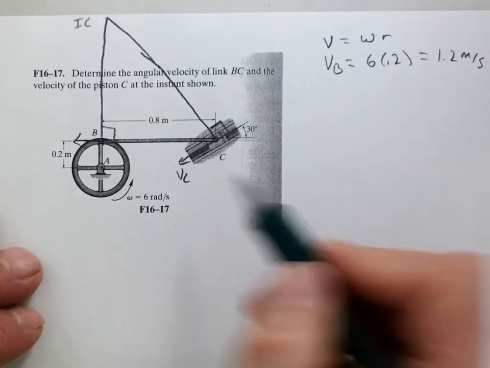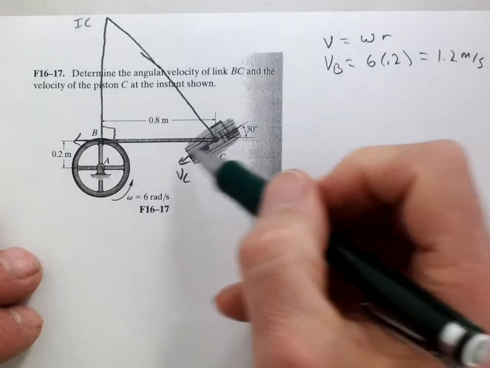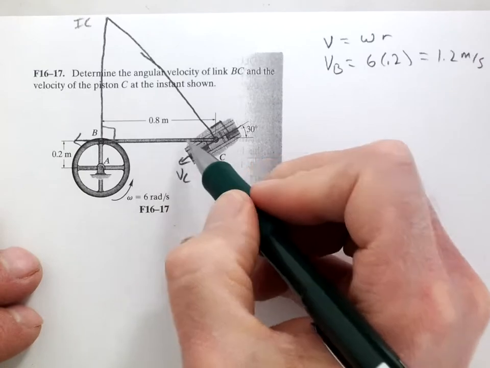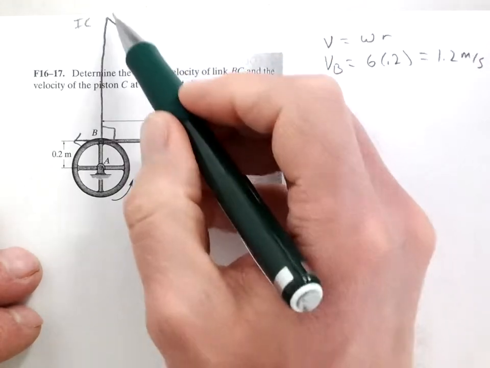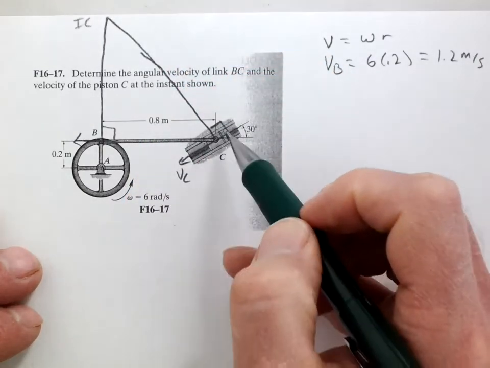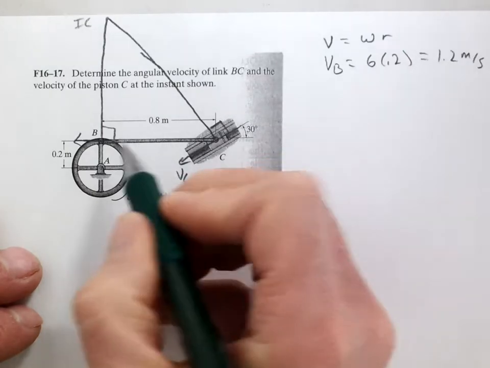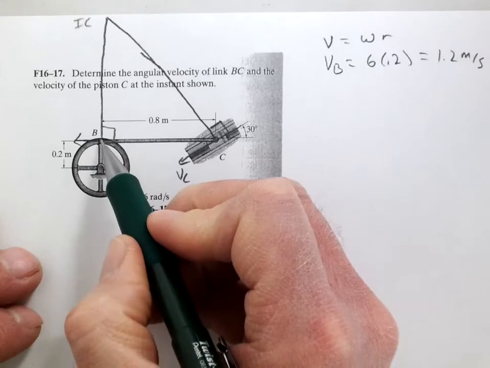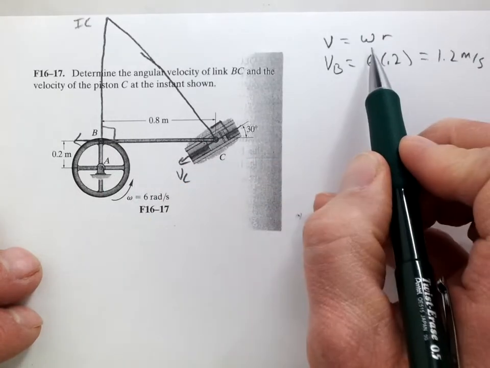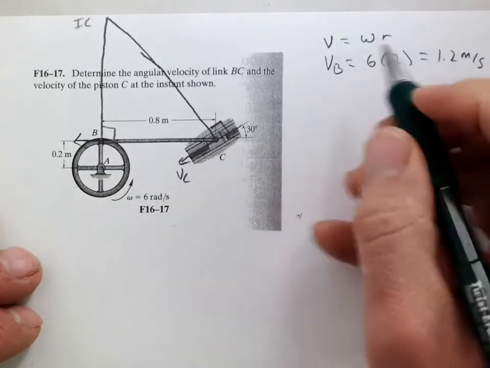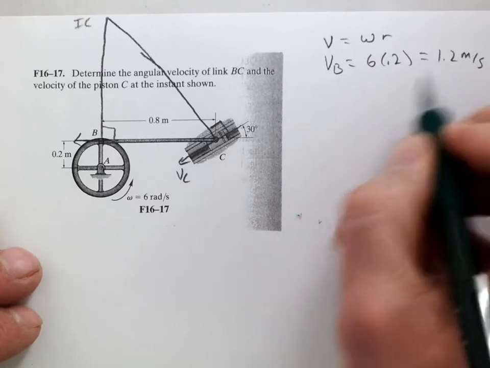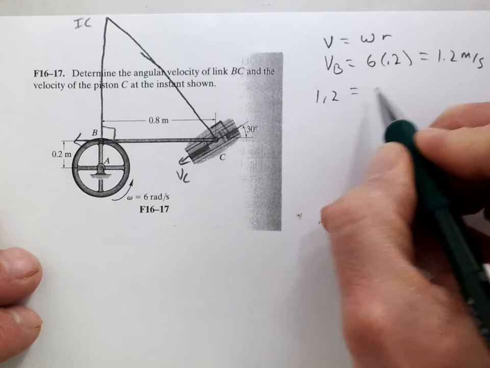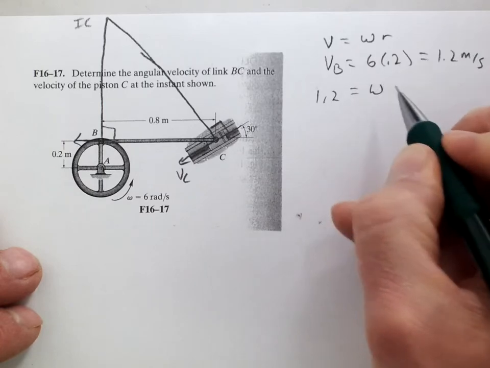Now, this rod rotates around that center. So the velocity of any point on that rod is perpendicular to the IC, as it is on the ends. So you can use V equals omega r also to find omega. So V is 1.2. Omega, we don't know.